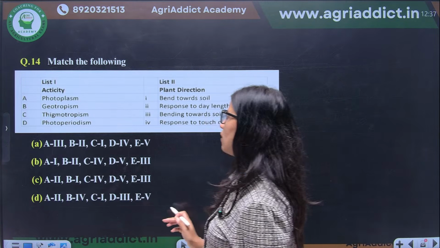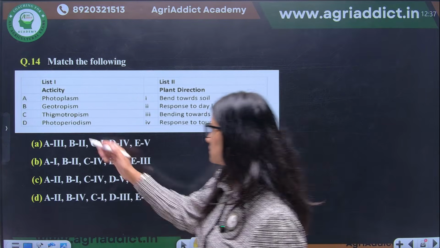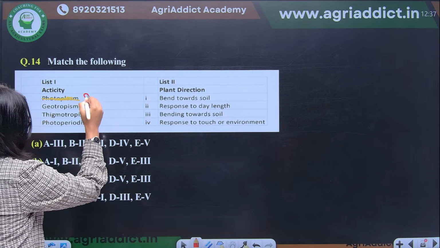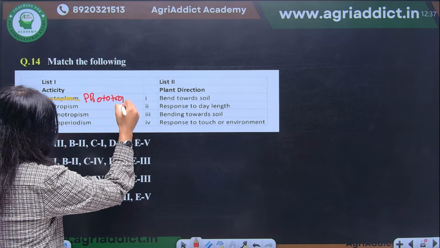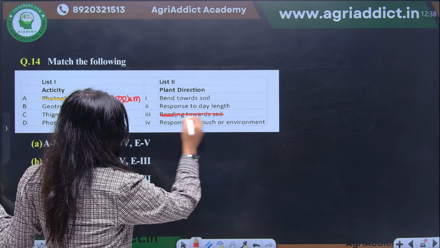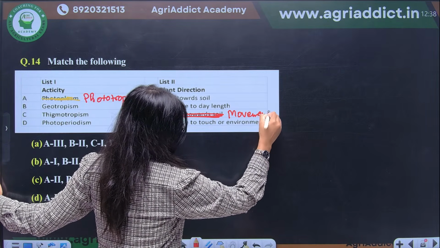Next is match the following list 1 with list 2. What is this? This is not photoplasm, this is what? Phototropism. So what is phototropism? What will be the answer? D? And here also we have two options. So phototropism is movement toward light.